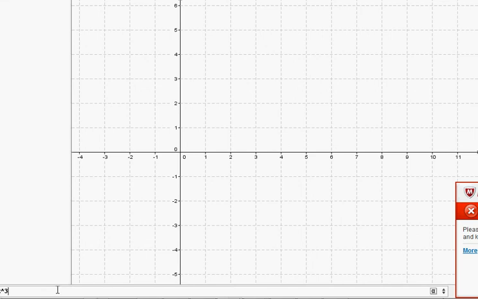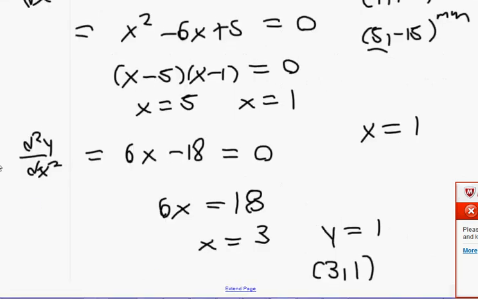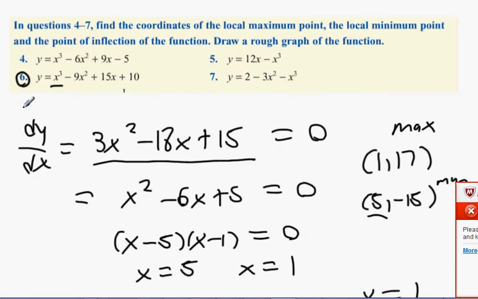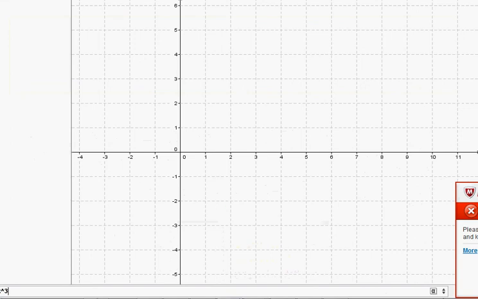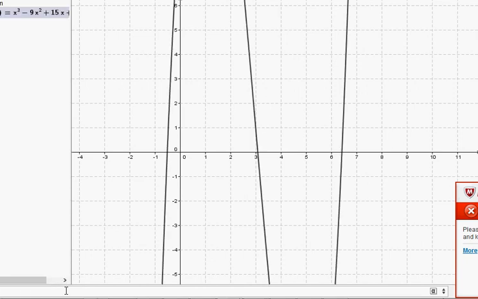What's the next part? For question 7? Lads, this equation here, please. Question 6, sorry. So what is it? X cubed minus 9x squared, yeah. Plus 15x plus 10. Now look at this, guys.